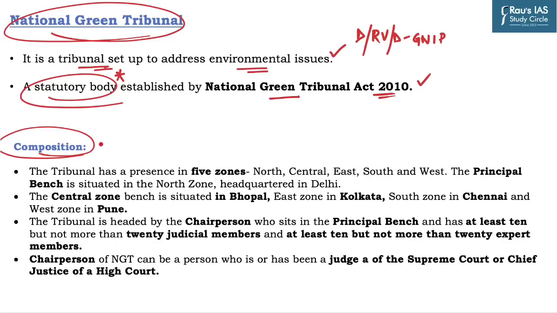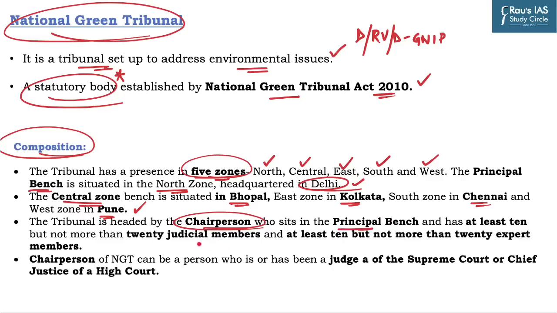Now we will see the composition of this tribunal. The tribunal has presence in 5 zones: North, Central, East, South and West. And the principal bench is situated in the North Zone, which is headquartered in Delhi. So this tribunal has 5 zones and its headquarter is located in Delhi. The Central Zone bench is situated in Bhopal, East Zone in Kolkata, South Zone in Chennai and the West Zone in Pune. And the tribunal is headed by a chairperson who sits in the principal bench, and it has at least 10 judicial members and at least 10 expert members.